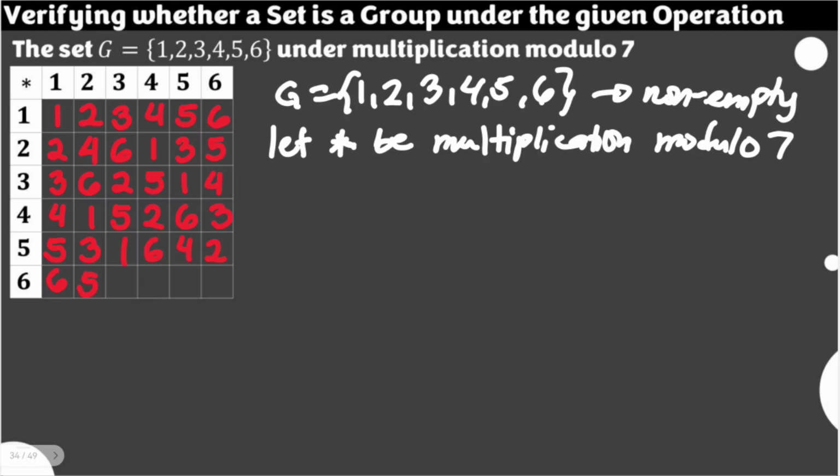So modulo 7, that's actually 4. 6 times 4 is 24, so that's 3 modulo 7. 6 times 5 is 30, so modulo 7 is 2. 28, right? 6 times 6 is 36. The closest multiple of 7 is 35, so you have 1 modulo 7.